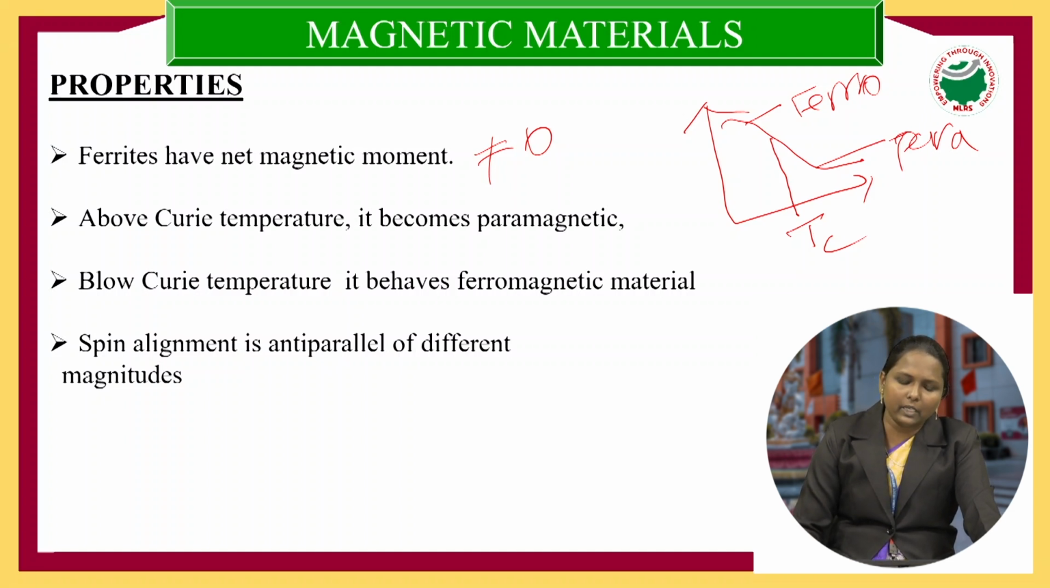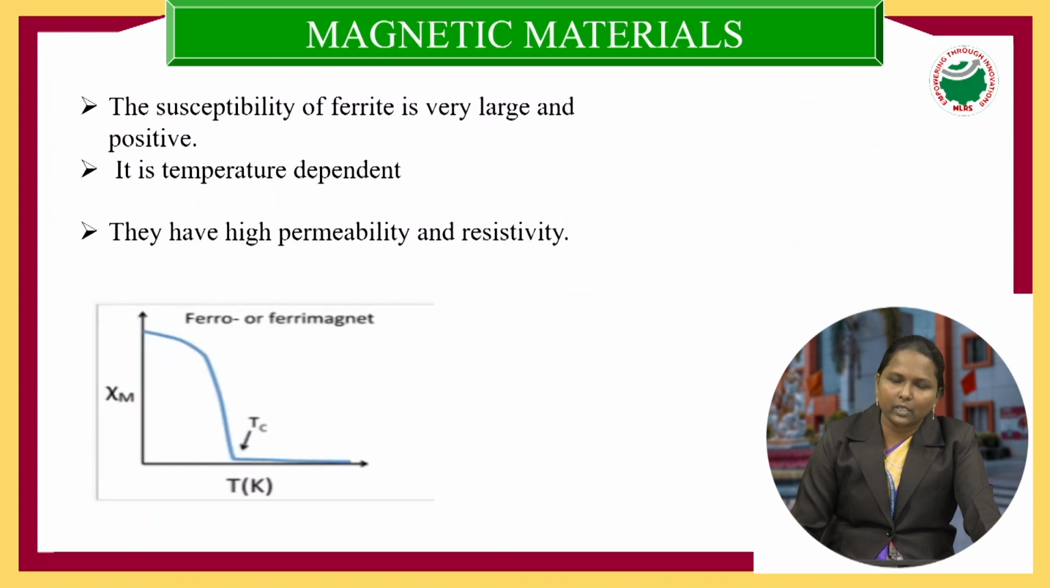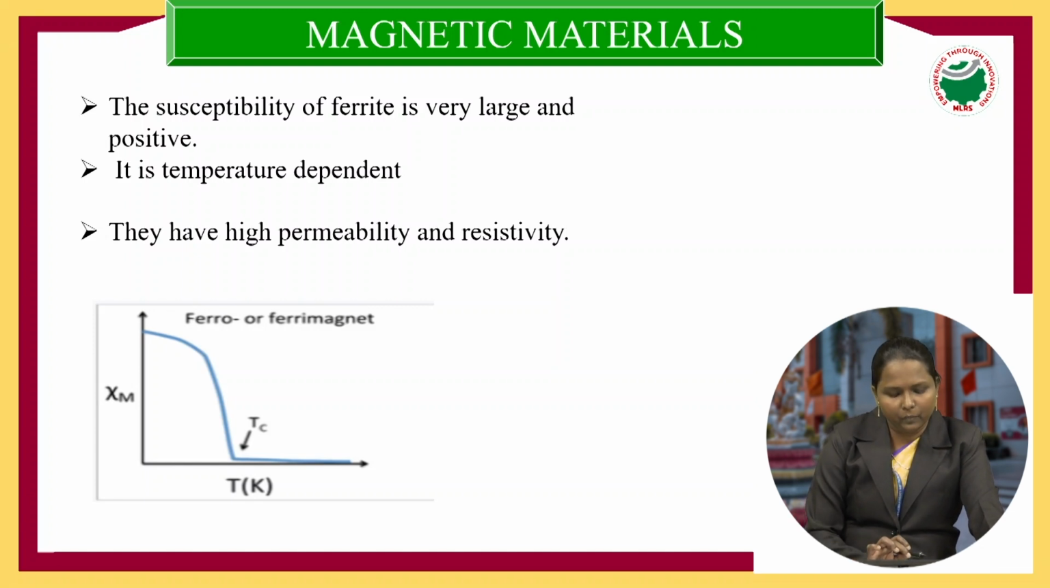The spin alignment is antiparallel with different magnitudes. The susceptibility of the material is very large and positive, and it completely depends upon the temperature. They have high permeability and resistivity. Here you can see the graph indicating the susceptibility of the material with the temperature, how the susceptibility changes with the temperature.